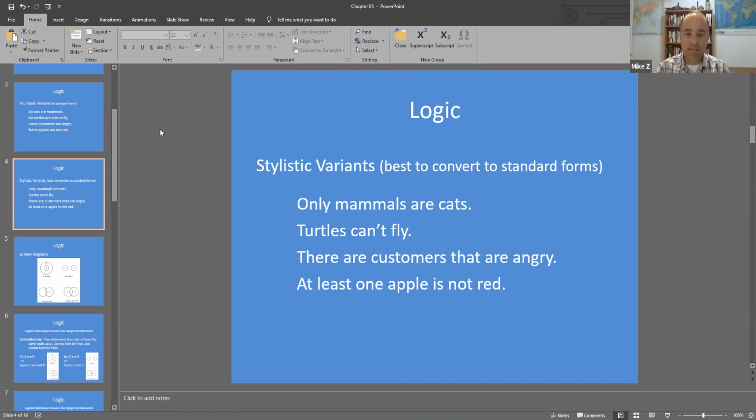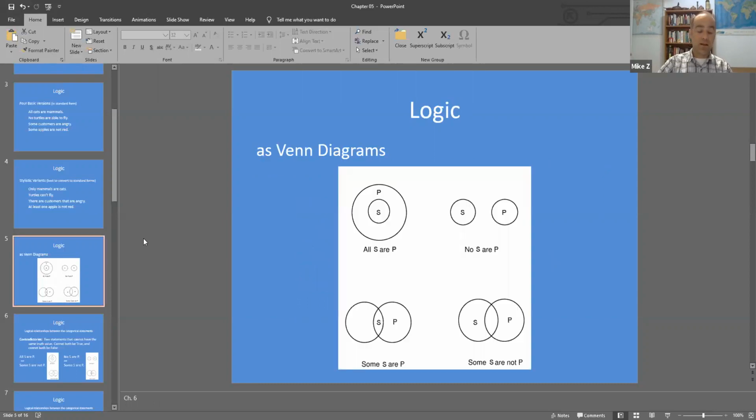Or somebody might say turtles can't fly. That means no turtles are able to fly. There are customers that are angry, so that just means some customers are angry. At least one apple is red just means some apples are red. Another thing we're definitely going to see a lot of in this chapter and the next one are Venn diagrams.